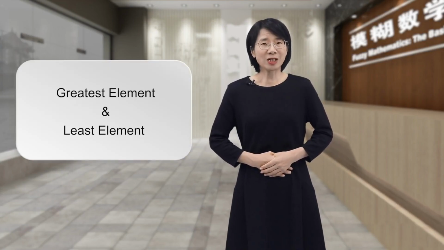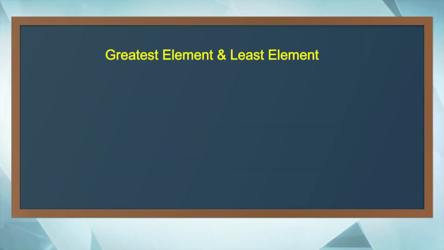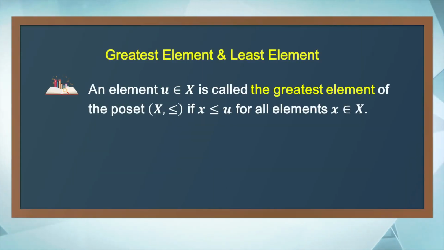Next, the definitions of greatest element and least element. An element in a poset is called the greatest element if it is greater than any other elements in the poset. That is, an element U is called the greatest element of the poset if X is less than or equal to U for all elements in the universal set. The greatest element is unique when it exists.